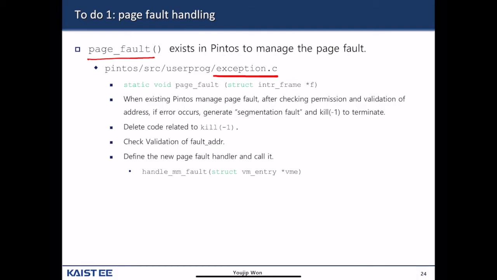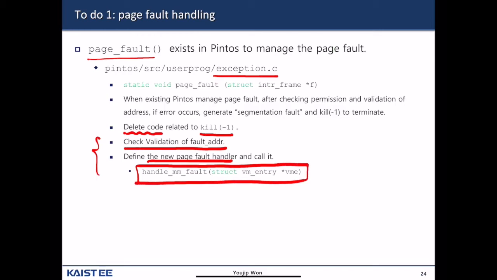Currently, it calls kill. So the page fault function is currently empty, but now you are going to delete the code and then do the same thing. First, you check if the given address access is valid or not. If it's valid, then go ahead and service the page fault. If it's not, you kill the process. And then next thing, you define the new page fault handler. I just named it handle fault, but you may want to use another name at your disposal. So handle fault, that is the heart of the function you're going to implement.